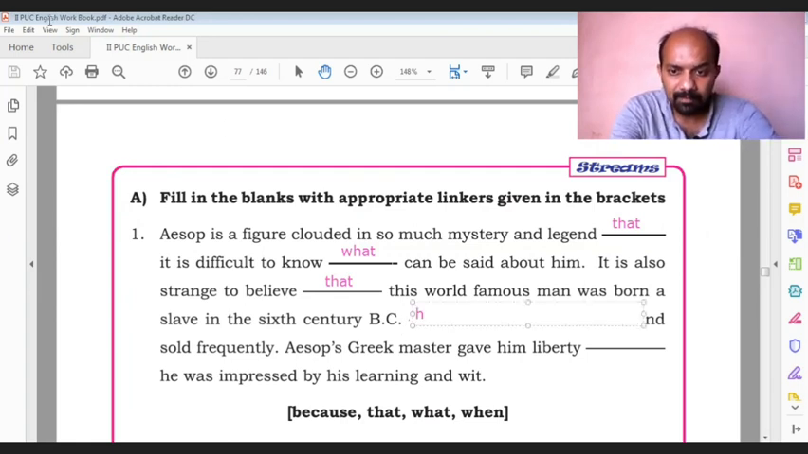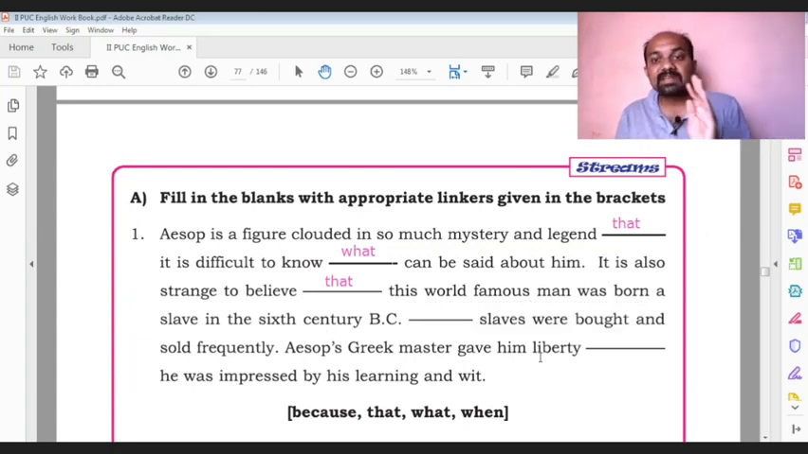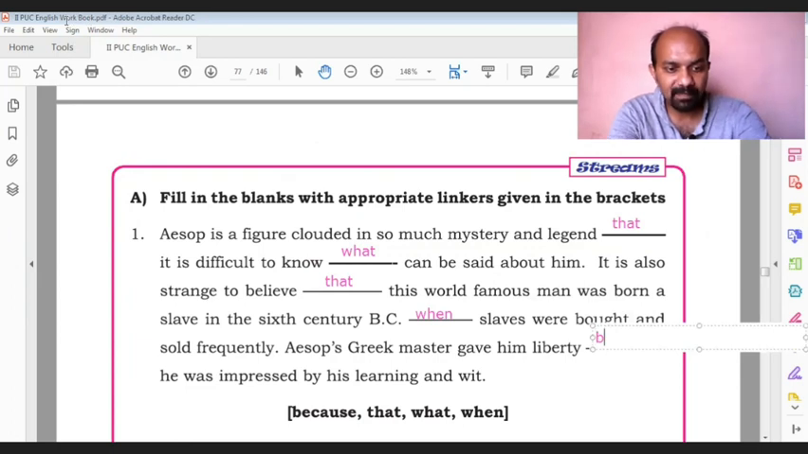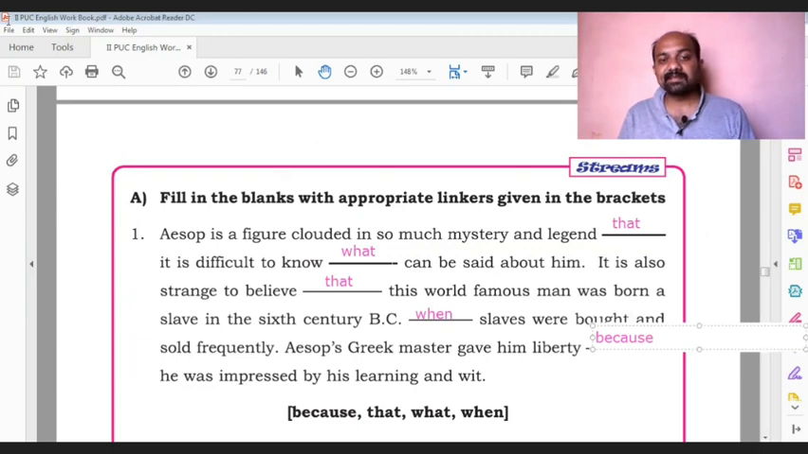When slaves were bought and sold frequently. With the use of when, we mentioned time. Aesop's Greek master gave him liberty because he was impressed by his learning and wit. Because here suggests the reason. Once again, the reason. I hope this much is clear about this particular paragraph.